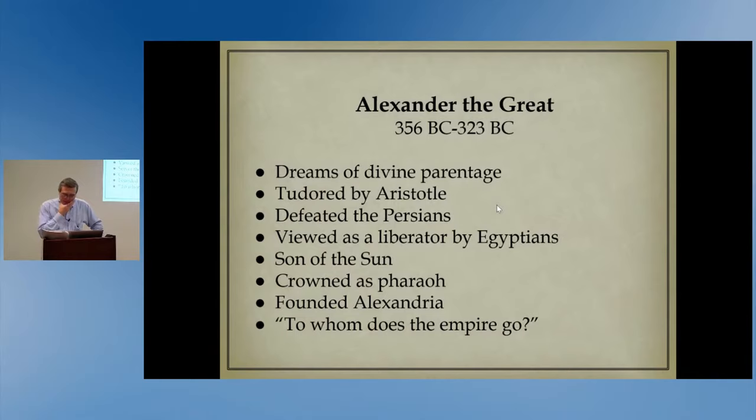It's going to go to whoever can hold it, right? So it ends up getting split between his three generals. One of them is Ptolemy.